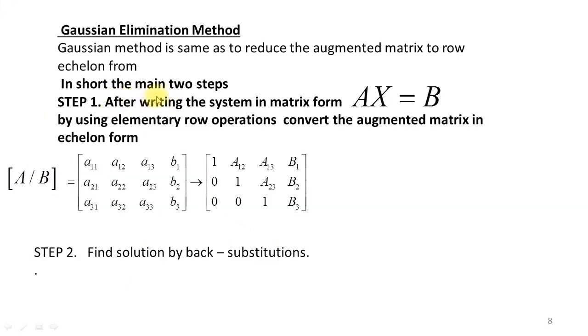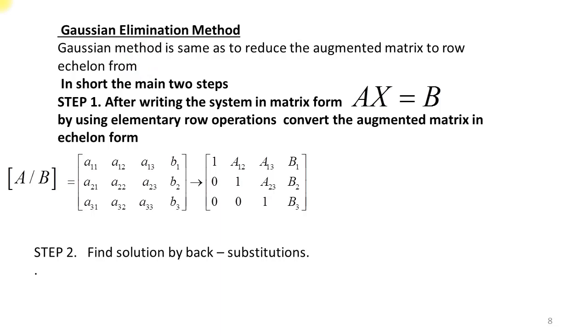So in short, the procedure for the Gaussian elimination method. Dear students, note that the Gaussian method is the same as reducing the augmented matrix to row echelon form. So when we are required to find the solution of a system of linear equations by the Gaussian elimination method, it means that first of all write the system in matrix form and then take the augmented matrix and reduce the augmented matrix to row echelon form. This will be the first step of the procedure of the Gaussian elimination method.